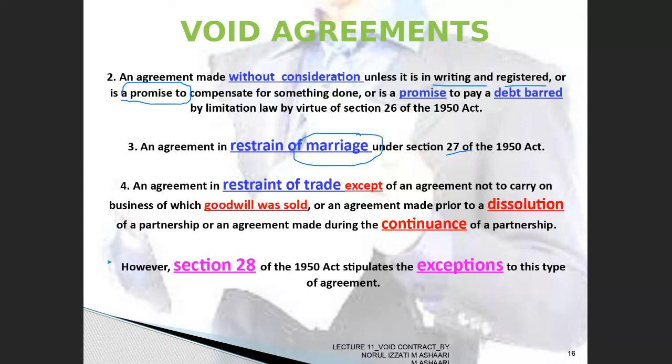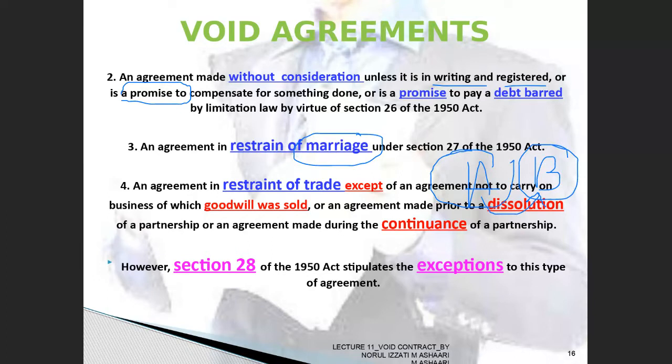Okay, when we talk about partnership, it is actually the relationship between two parties in carrying out a business. If there is an agreement between A and B, A and B have a partnership relationship to carry out one business, for example. So there is an exception that A is not allowed to carry out any partnership with another party. That is an example where the restraint of trade is allowed.